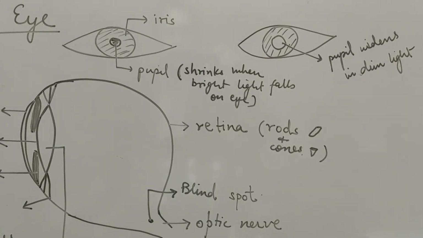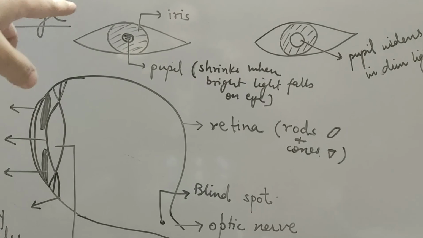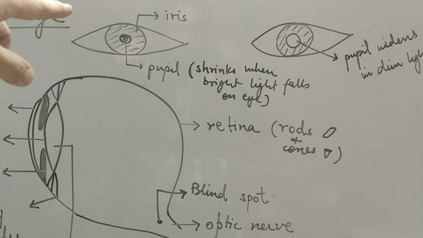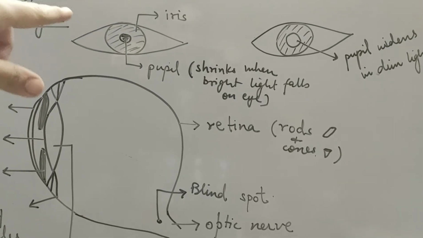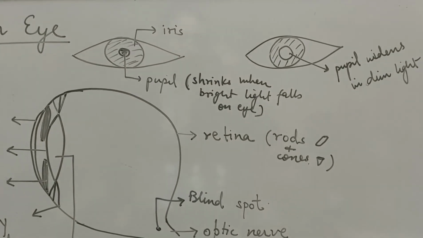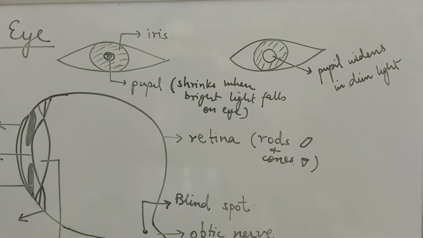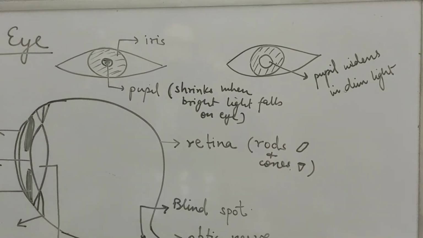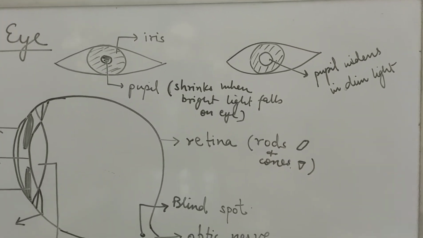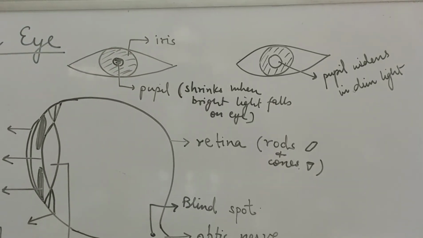When bright light falls on the eye, the iris expands and the pupil shrinks, and a very small amount of light enters the eye. This is a protecting mechanism which is there. If very bright light enters the eye, it can damage the eye. So the eye has its own reflex to protect. As soon as bright light comes, the iris covers the pupil so that minimum light enters.